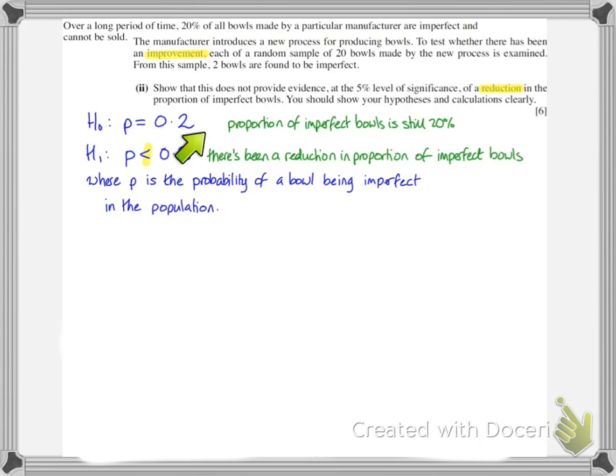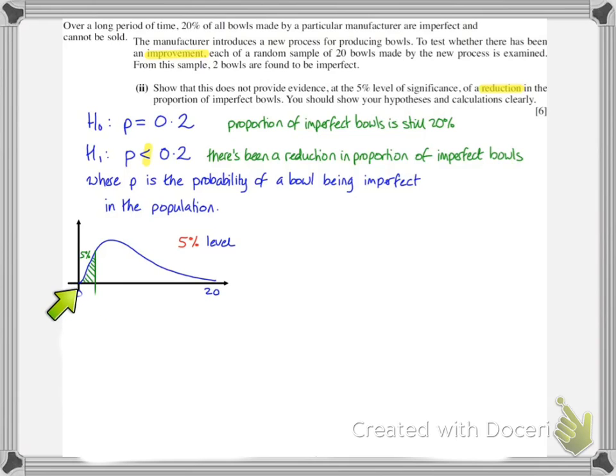So the null hypothesis would be the uninteresting situation that the proportion of imperfect bowls is still 20%, so no change there. The alternative hypothesis, using the wording from the question, is that there's been a reduction in the proportion of imperfect bowls. So, I like to start with a diagram showing this distribution.